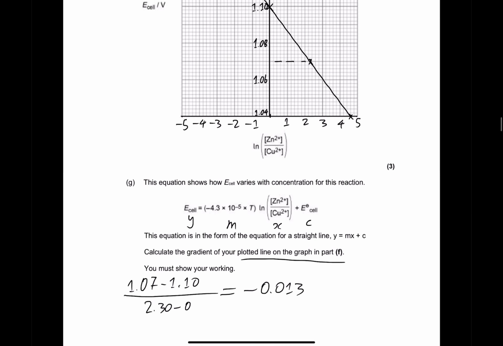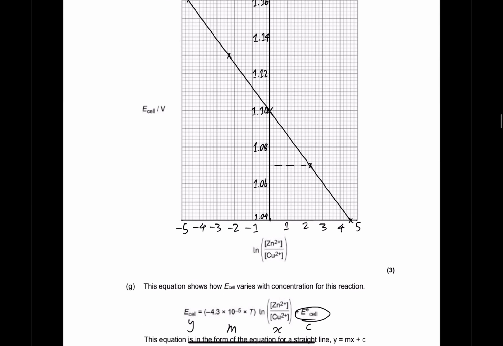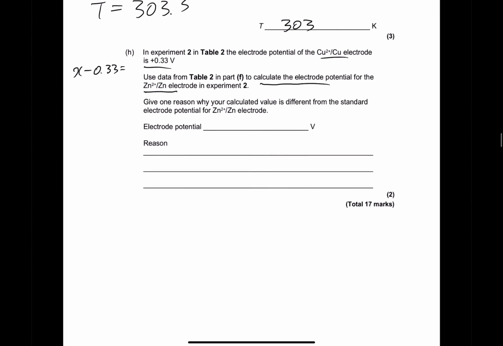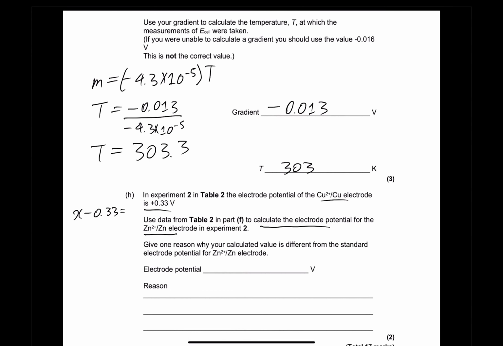Oh, C. The C-intercept is the electrode potential here. So 1.1 equals 1.1. So x is just equal to 1.1 plus 0.33, which is equal to 1.43.